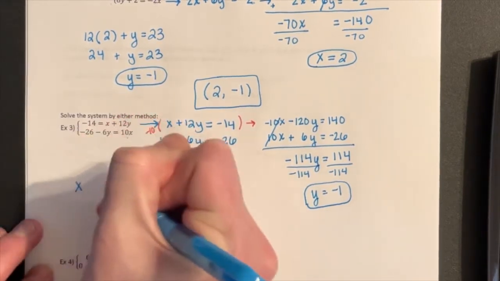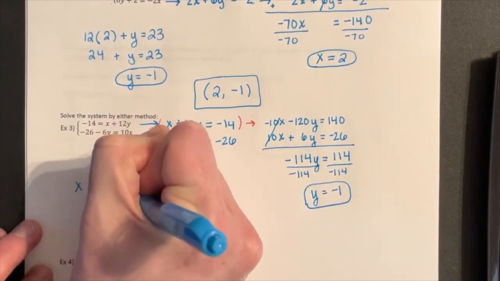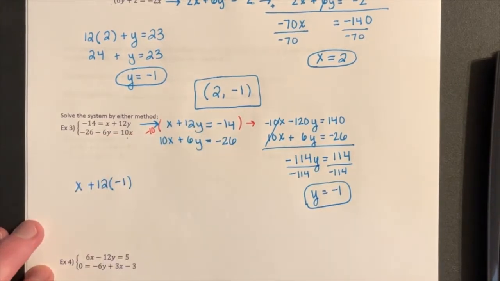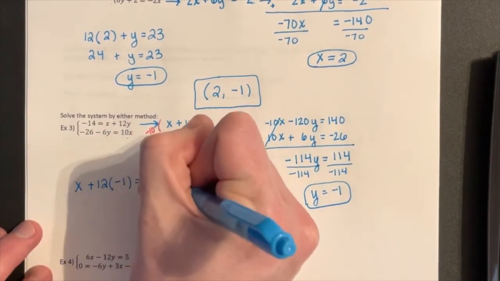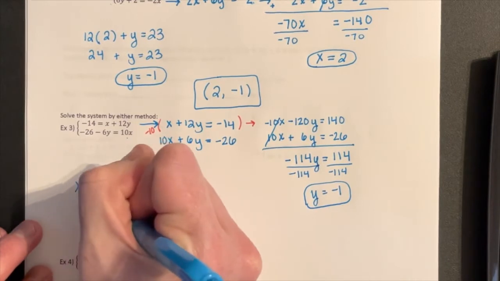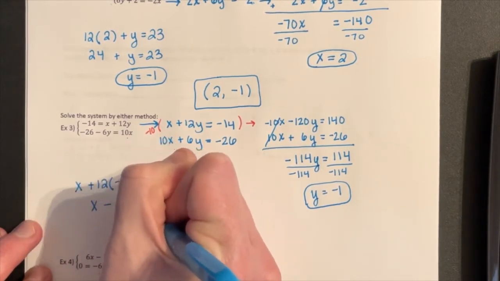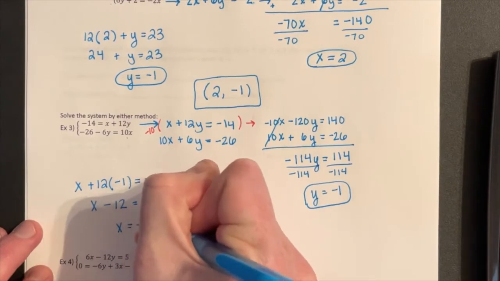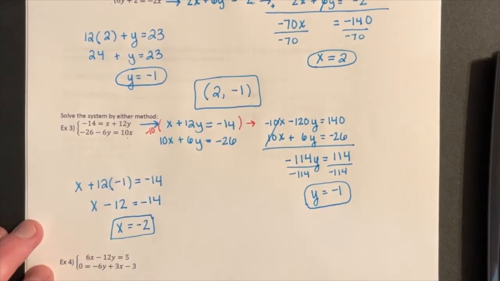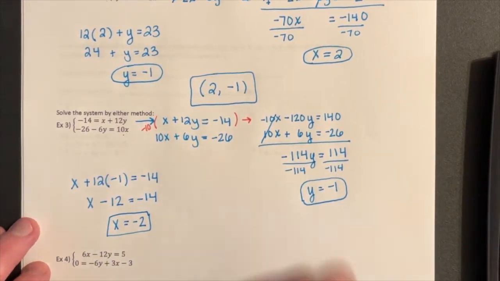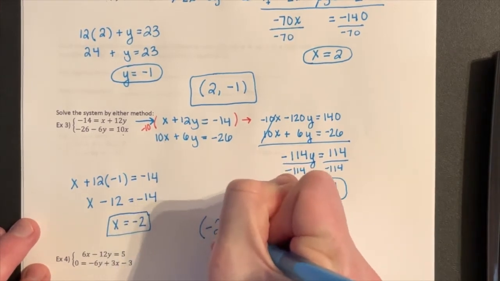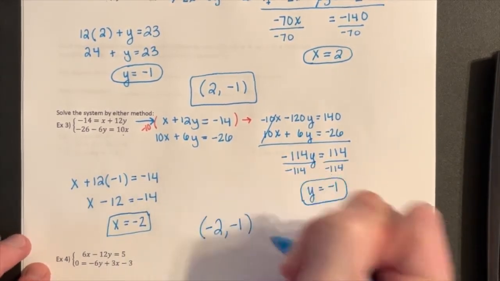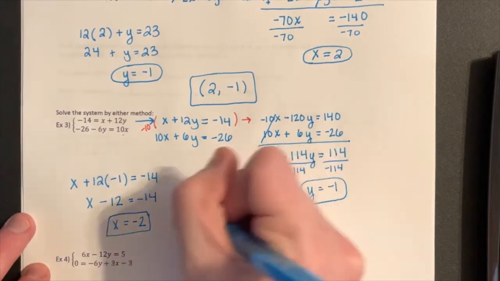So if x plus 12 times y, which is negative 1, is equal to negative 14, that would simplify down to just x minus 12 equals negative 14. Then I add 12 to both sides and get negative 2. So our x value is negative 2, our y value is negative 1. Let's just write that as our point. Negative 2, negative 1.